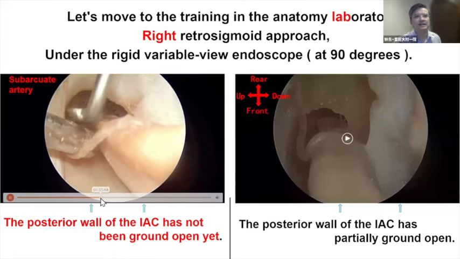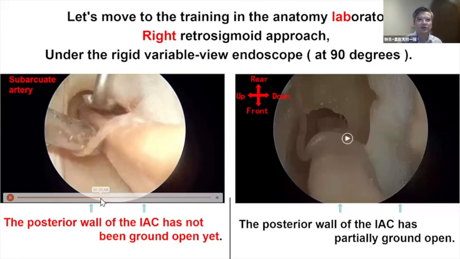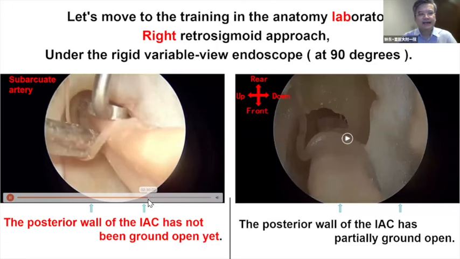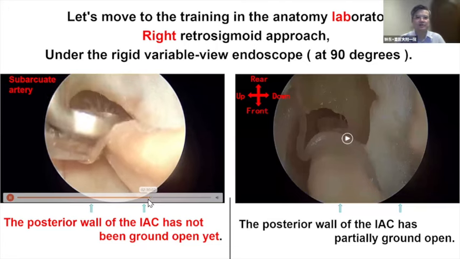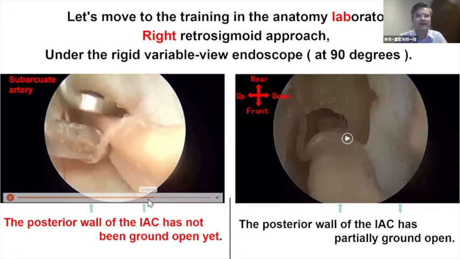And this is number 2 dissector. We can see the dissector can easily reach the bottom of the IAC. Even the posterior wall of the IAC has not been ground open yet. And this is number 3 dissector. It's a scraper. We can see the scraper can also easily reach the bottom of IAC.